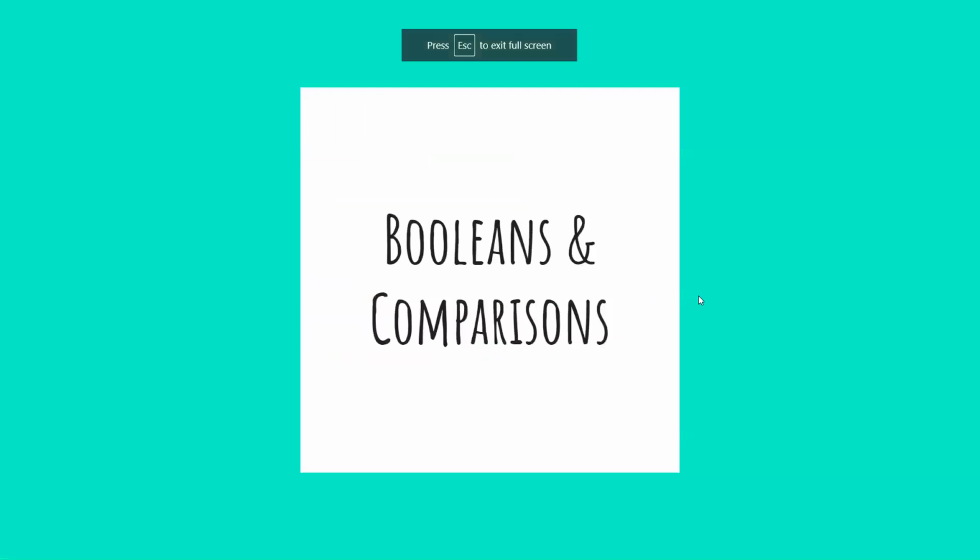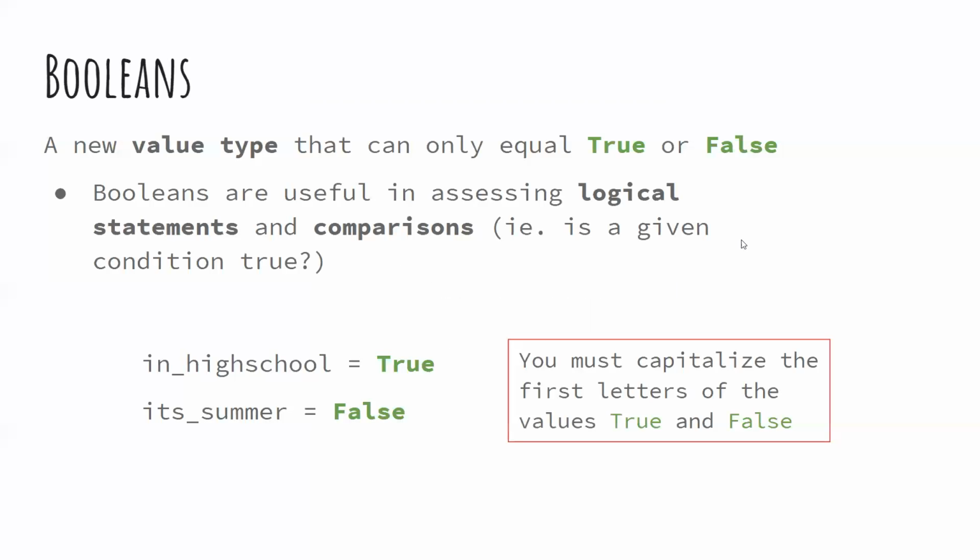Okay, so now we're going to talk about something called Booleans and comparisons. I feel that these are really big, complicated words, but they're actually very natural concepts. And once you see an example, it totally makes sense here.